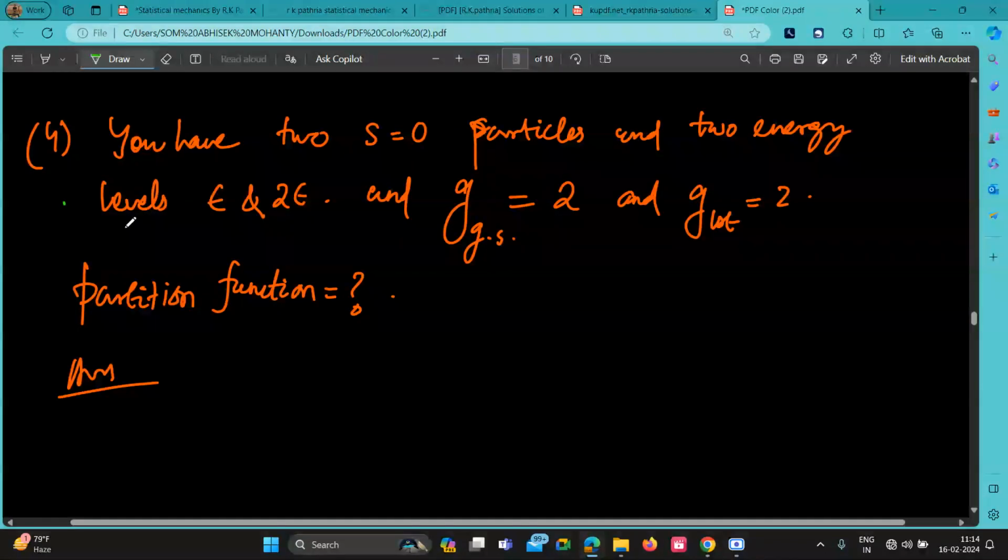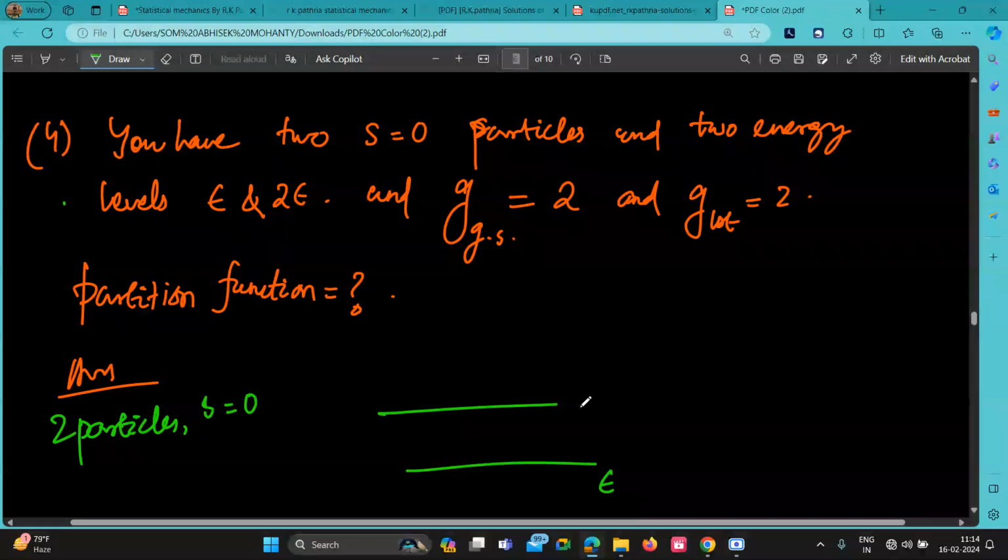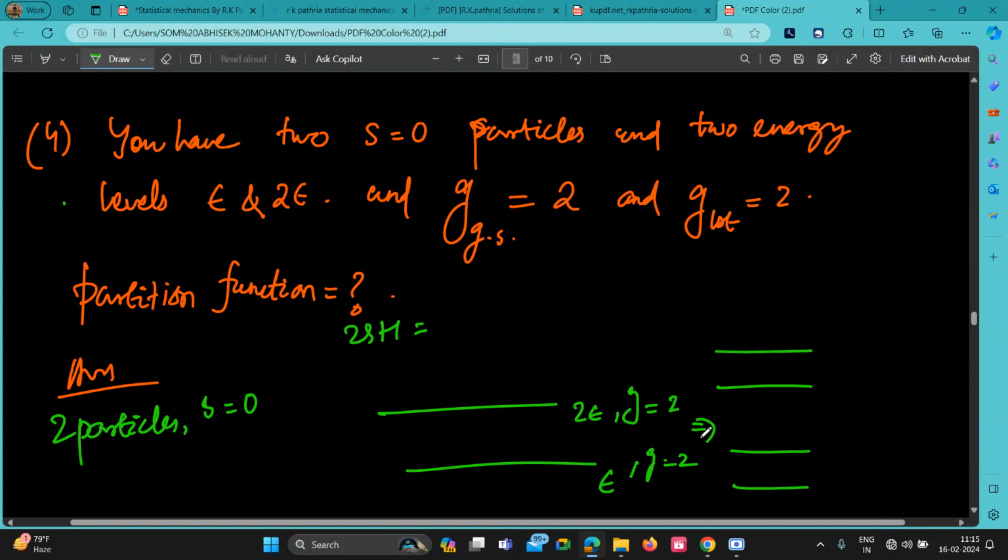I hope you got the answer. So two particles, spin is 0, two energy levels, epsilon and 2 epsilon. So each energy level will split into how many? See, first of all, their degeneracy is 2. So first of all, I will do the original diagram. This is the original one. Their degeneracy is 2, right? So like this, original. Then I will do the splitting.